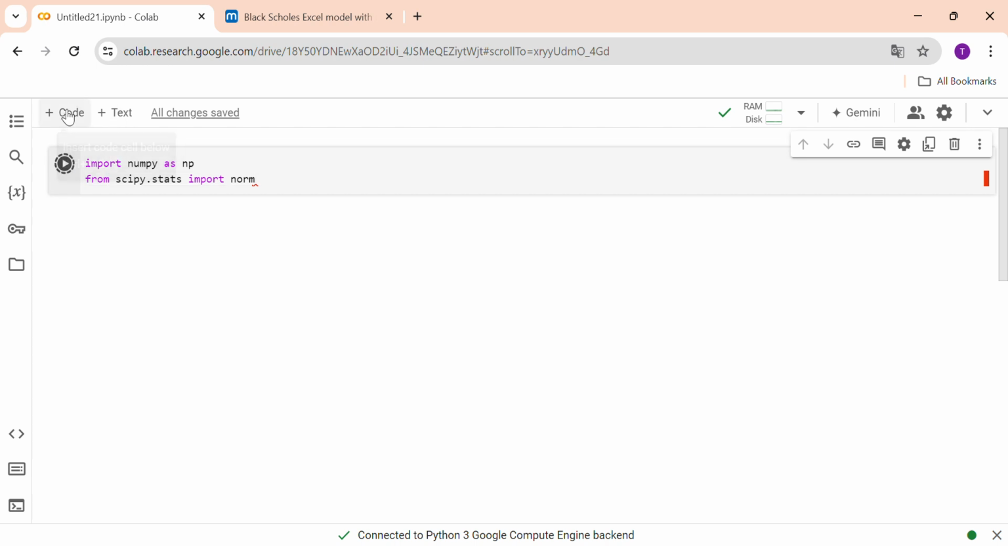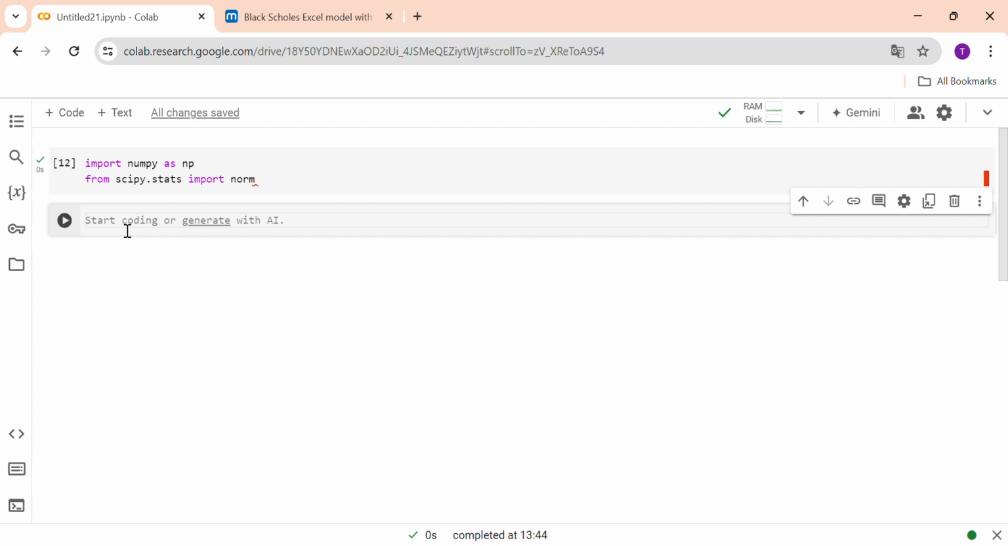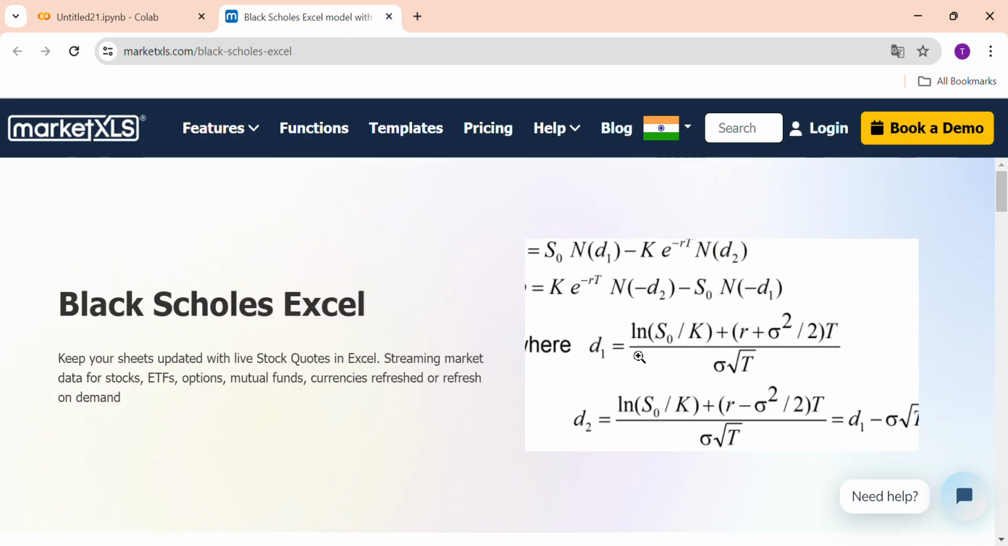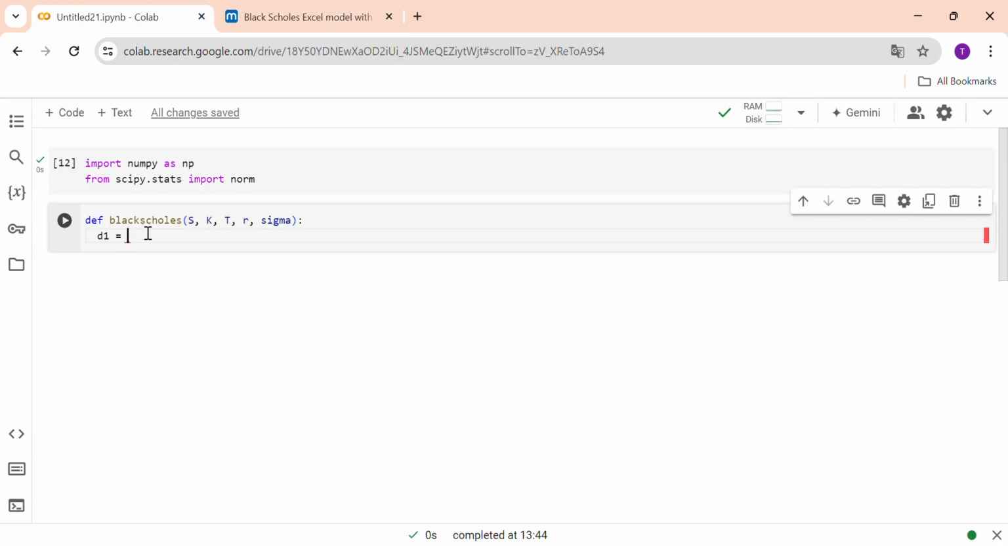So far so good. We will be defining the function Black Scholes, which will give us the call price if we give the parameters like S, K, T, risk-free rate R, and sigma, right? So now let us start by defining D1. If we see D1 over here, D1 is ln of S0 by K plus R plus sigma square by 2 into T, right?